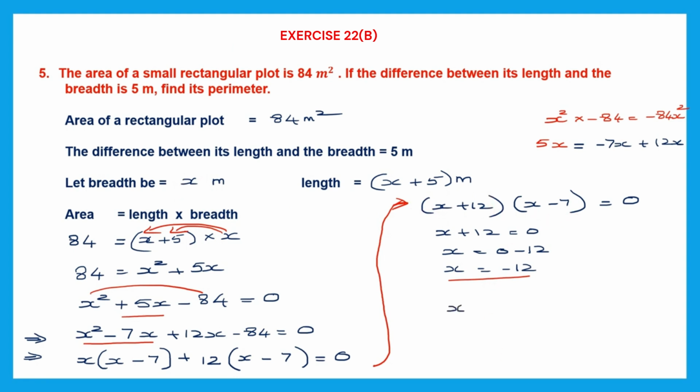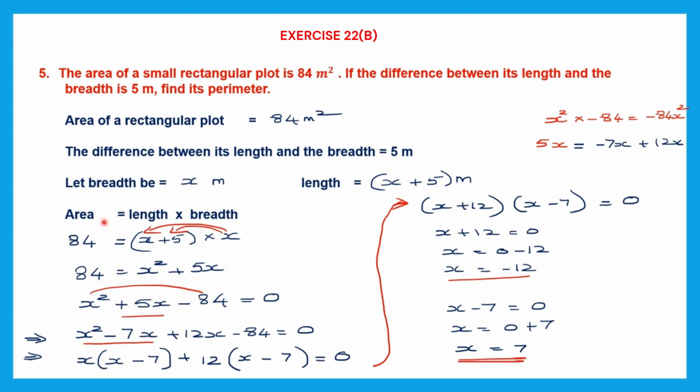So here I have x minus 7 is equal to 0. So x is equal to 0 plus 7. So x is equal to 7. So this is possible. 7 is positive. So I can take the value of x to be 7. So this is what I'm going to make use of.